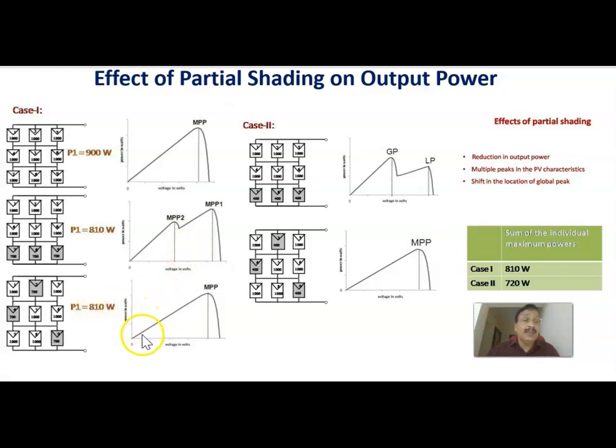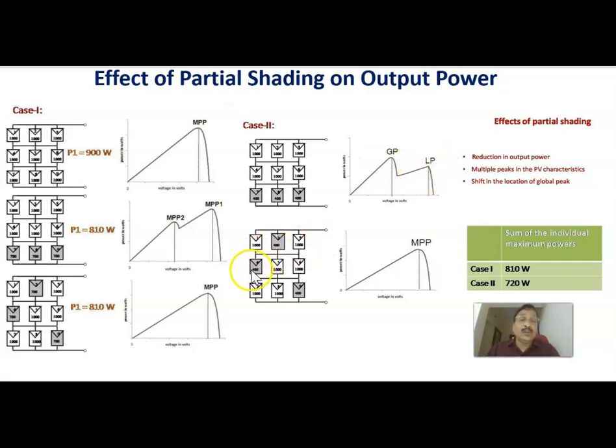But the thing is that the multiple maxima is reduced here. Therefore, the multiple maxima is reduced and the maximum power is equal to 810. Now, in case 2, instead of 70 watts here, if it is reduced to 40, the shading is 60%, and 40 watt is the same argument. Here, if it is shaded, 100 plus 100 plus 100 plus 100 plus 100 plus 100, 600, plus 120, that is 720 watt. Of course, in this case the multiple maximas are coming.